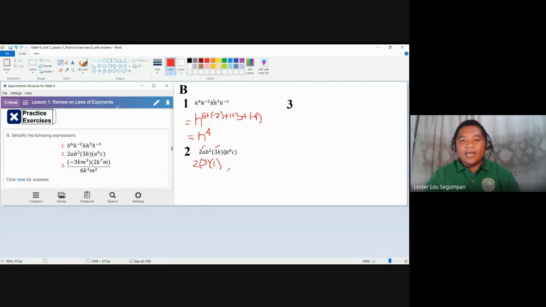Well, if you multiply it by 1 or just simply do not place the 1 here, it will not matter because 1 multiplied to any number is the number itself. That's for the numerical coefficients. And then let's proceed to the literal coefficients.